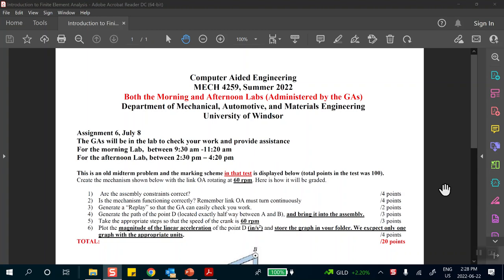Okay, this is the homework statement for assignment number 6, which is in the lab to be discussed in the lab on July 8th. Now, remember that lab is run by the GAs, and as you know, there was a power outage for the computer system at the university, and Blackboard has been inaccessible, and I don't know when it's going to go up.